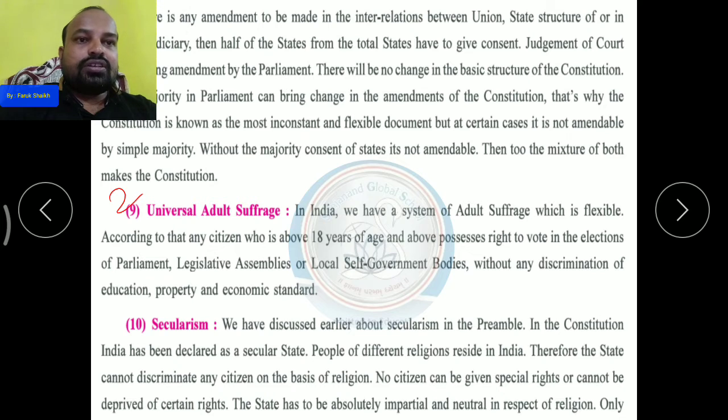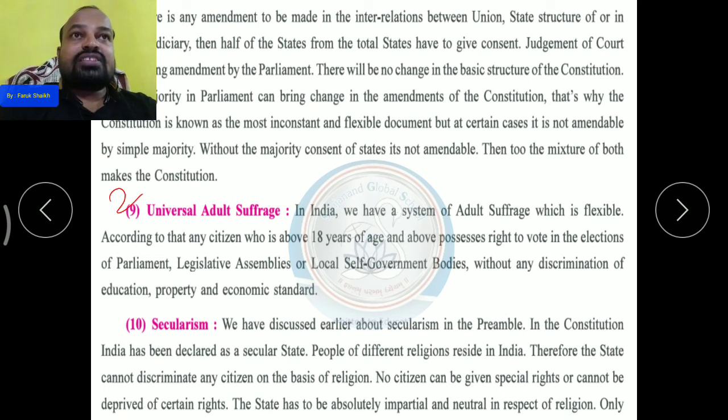So it should be a citizen of India. There is only one condition: his age is above 18 years. Okay, he can cast votes in the elections of parliament, legislative assembly, local self-government bodies. Okay, and he or she can cast the vote without any discrimination of education. यानी कि कोई अगर पढ़ा लिखा हुआ भी नहीं है वो भी वोटिंग कर सकता है.